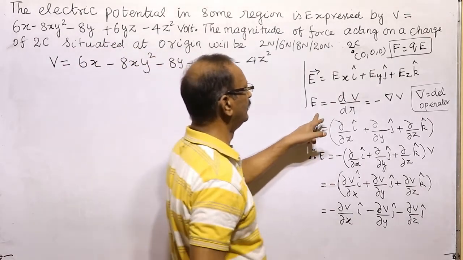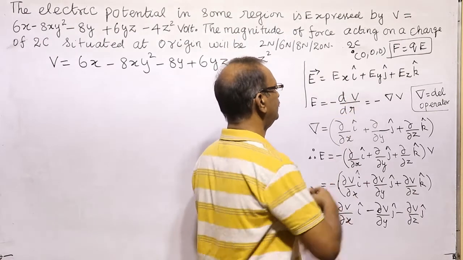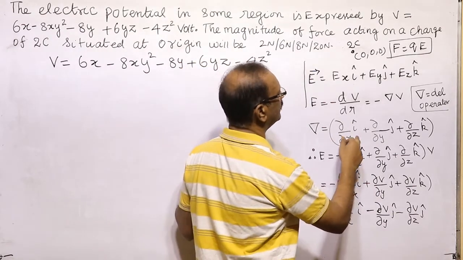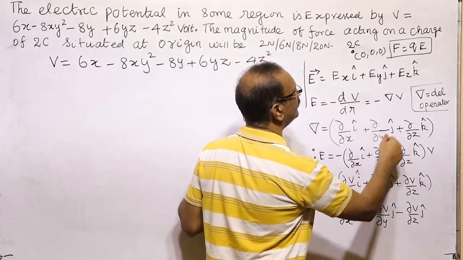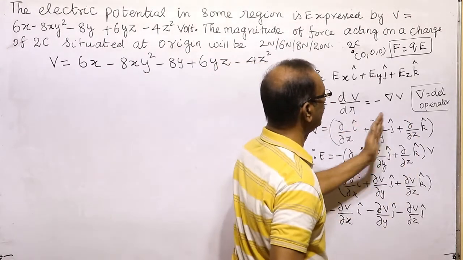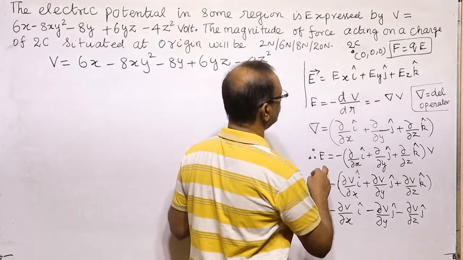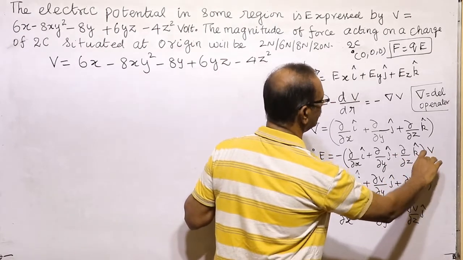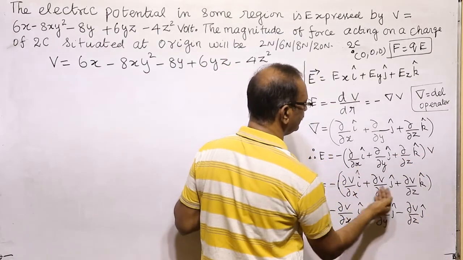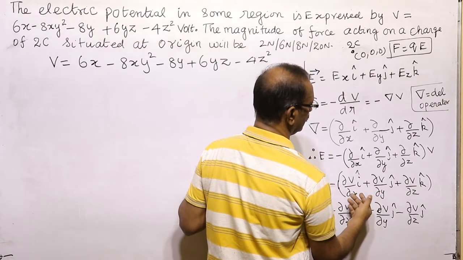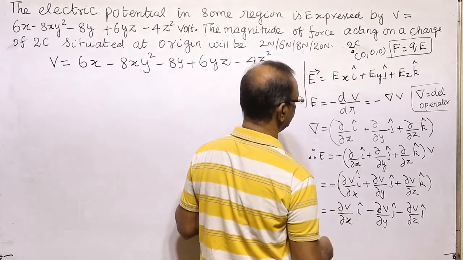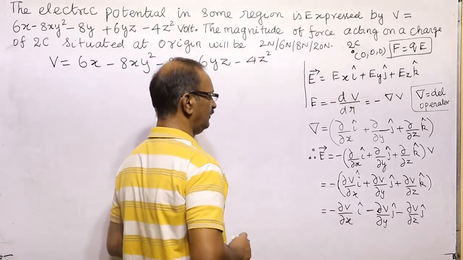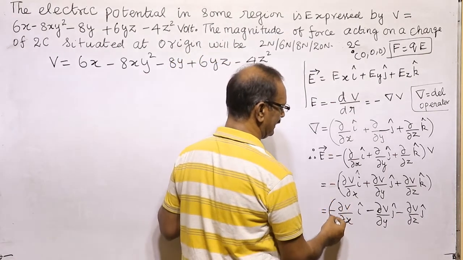We can find electric field equal to negative potential gradient, where del is an operator represented by partial derivative with respect to x, partial derivative with respect to y, partial derivative with respect to z, in the x, y, z direction. So E is equal to minus del V. If we bring the del inside, this is partial derivative of potential with respect to x into i cap, since electric field is a vector. This is the component of electric field in the x direction.